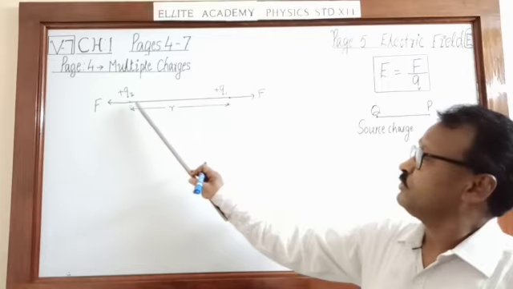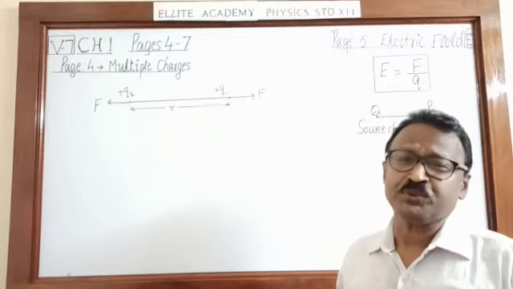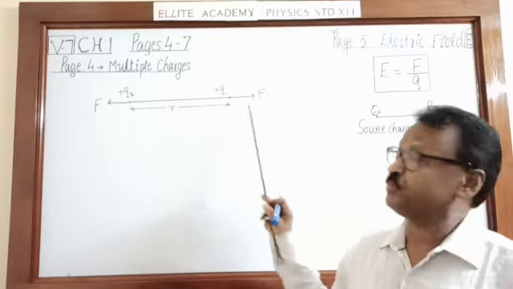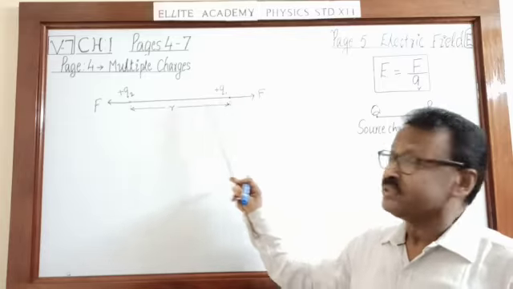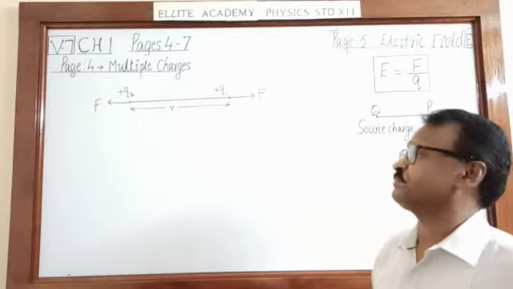We know there will be forces. In this case, repulsion, the force of repulsion between the two. The forces are equal and opposite. If this is 10 Newton, this has to be 10 Newton. They are equal and opposite. We have seen last time.